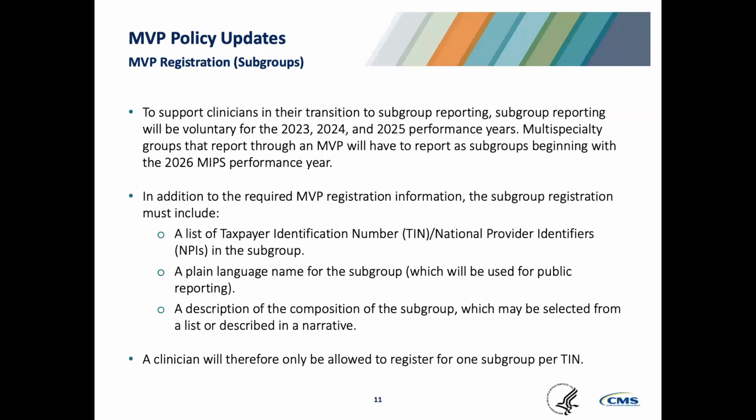Multi-specialty groups that report through an MVP will have to report as subgroups beginning with the 2026 MIPS performance year. In addition, the subgroup registration must include a list of taxpayer identification numbers, or TINs, as well as national provider identifiers, the NPIs, in the subgroup. It must also include a plain language name for the subgroup, which will be used for public reporting, and a description of the composition of the subgroup, which may be selected from a list or described in narrative. The clinician will therefore only be allowed to register for one subgroup per TIN.